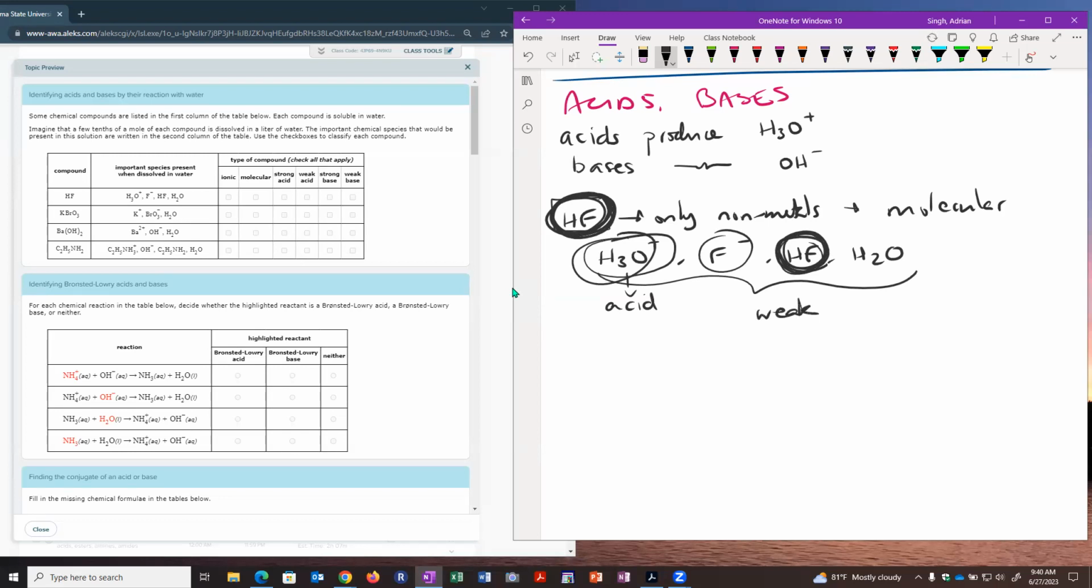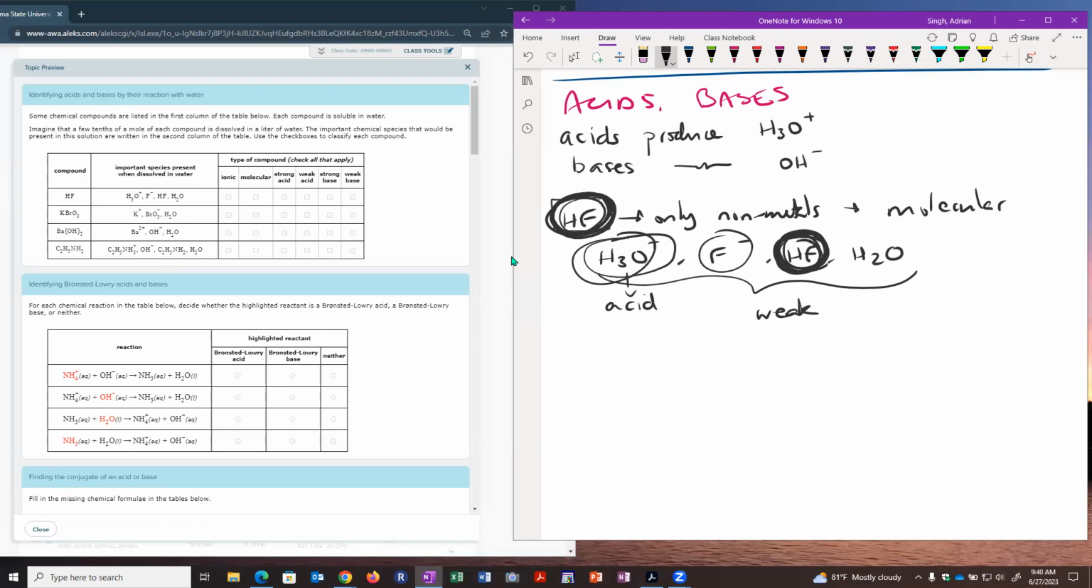And that's the definition of strong versus weak acids and bases. Strong acids dissociate completely. Weak acids do not dissociate completely, so we're going to see a little bit of the original compound left. So this first one here is going to be molecular, and it is also a weak acid.